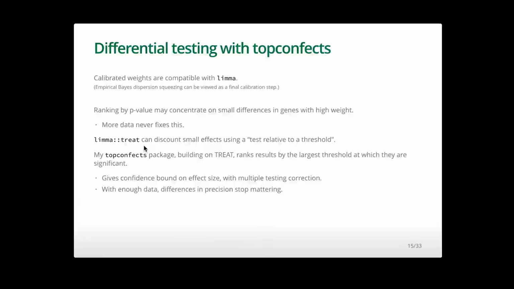So building on treat, I've got a method called Topconfects, also in Bioconductor, and that basically does a bunch of different treat tests at different thresholds, and then the genes are ranked by the largest threshold at which they're significant in terms of FDR. Effectively, this is giving you a confidence bound on effect size, a confidence bound on differences, with an FDR multiple testing correction.